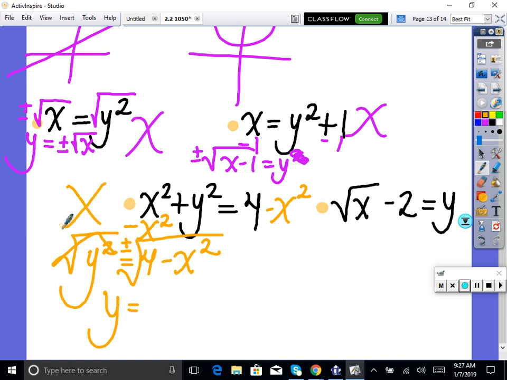All right, but be careful here. Is this one considered a function? Yes. Is there a plus or minus on that? No. So we're all good here. This one would be considered a function. If I plugged in a value for x, I'd only get one output.